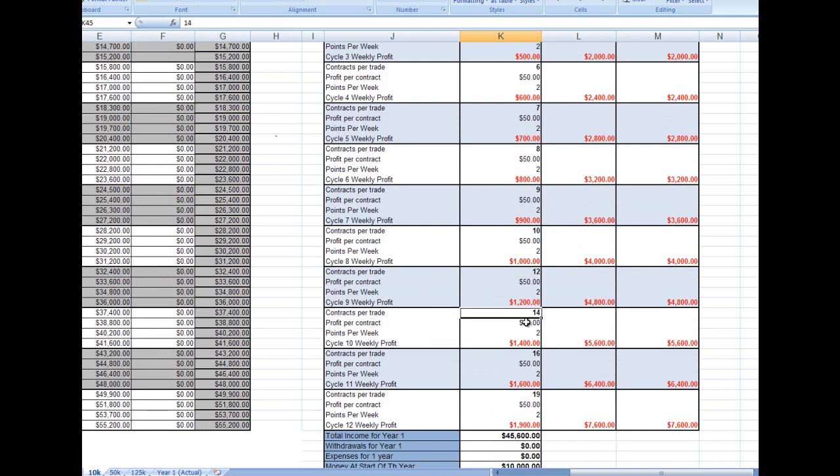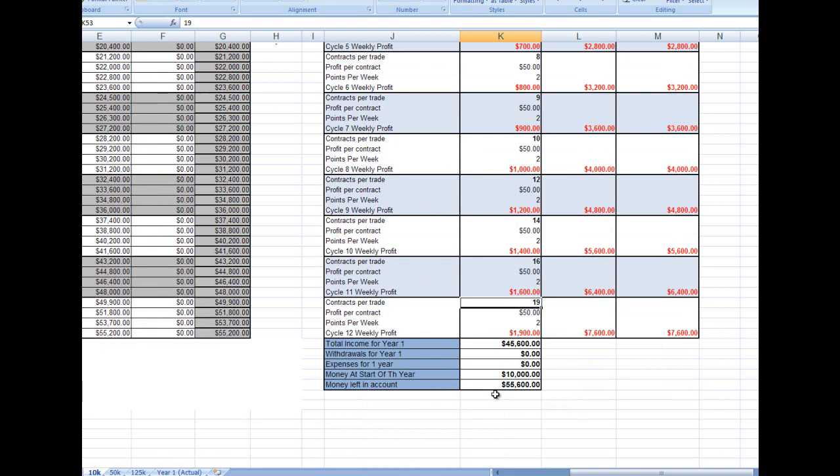And then we make enough profit to go up another 2, and you can see how it actually starts getting faster. So it took us a good 9 months to be able to start going 2 contracts at a time, and then it only took us 3 cycles to start going up 3 contracts. So here I go from 16 to 19 contracts. So things start going a lot quicker for us.